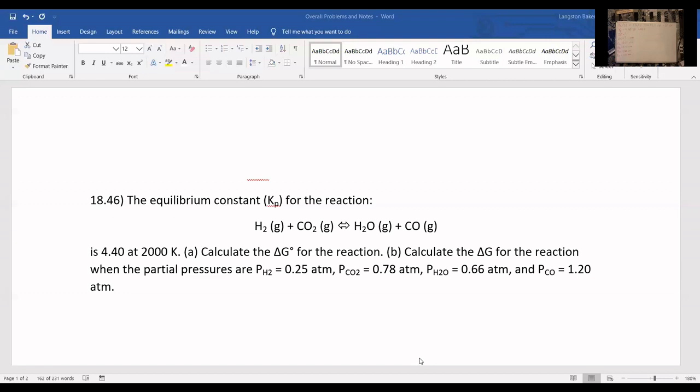Let me write the equations over here that you'll need. Unless you probably already found them and you're already doing this, and if you are, that's great. If not, that's okay. Delta G equals delta G naught plus RT natural log Q. Then R is 8.314 joules per mole Kelvin.